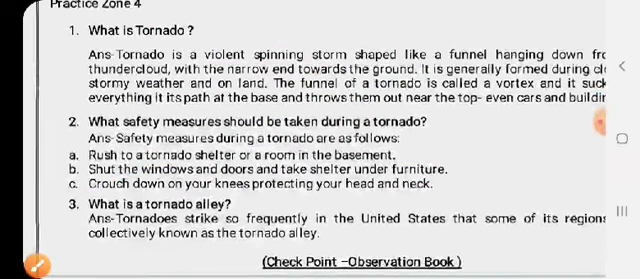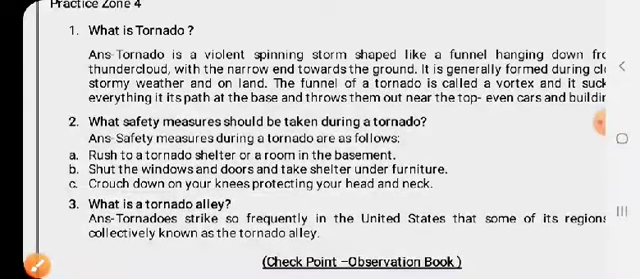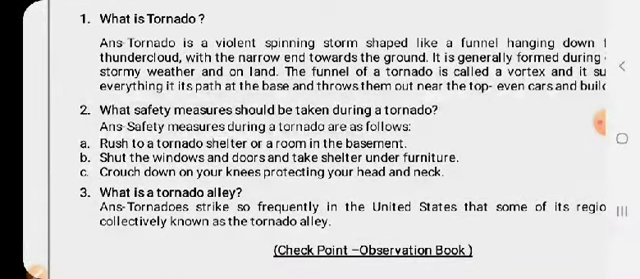Next is what measures should be taken during the tornadoes. First is we should rush down to the basement area of the house. अगर कोई basement area है नीचे वहाँ पे चले जाना चाहिए because that is a much safer place. Other is shut the windows and the doors and take shelter under the furniture. We should sit under the hard furniture to protect ourselves. And other is crouch down on your knees, protecting your head. We should put our head in between the knees. उनके अंदर head protector रहेगा, so we should do that.